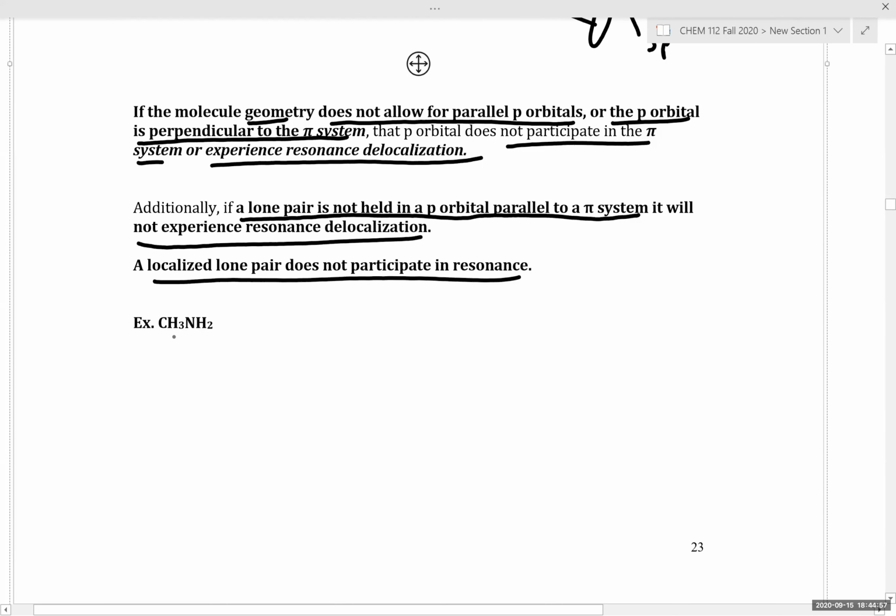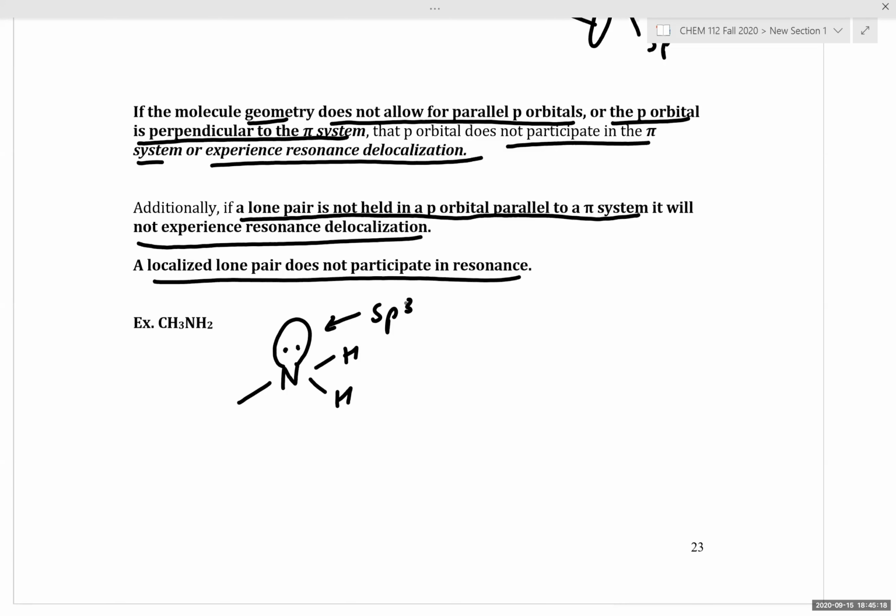So for example, if we have CH3NH2, there's nowhere for this lone pair to go. And this lone pair in turn is held in an sp3 orbital. So a localized lone pair does not participate in resonance.